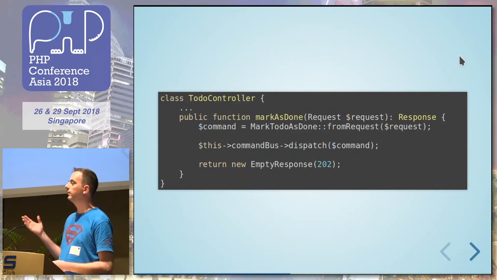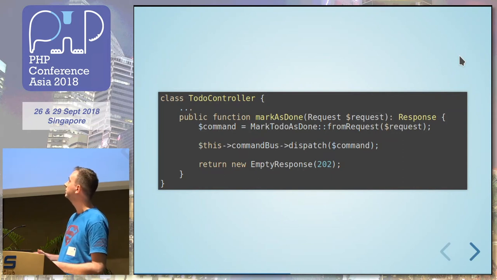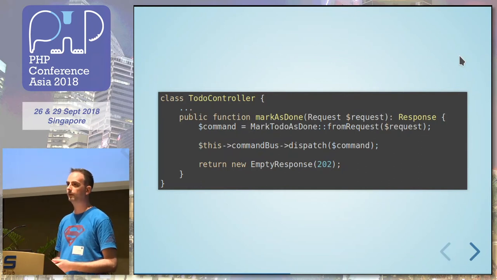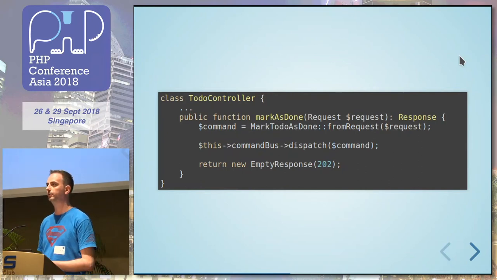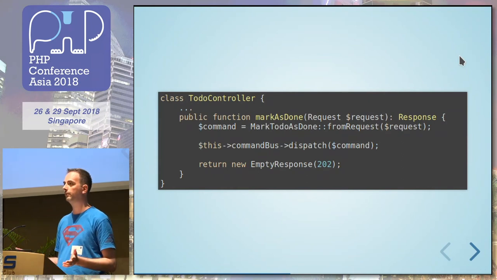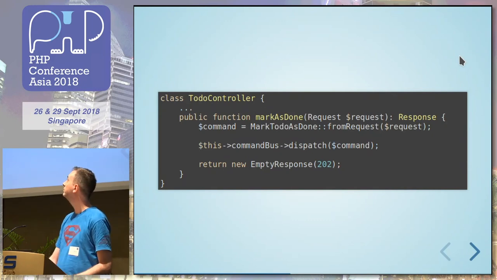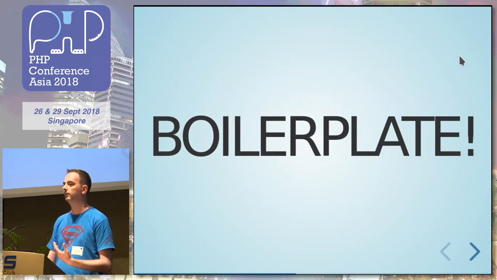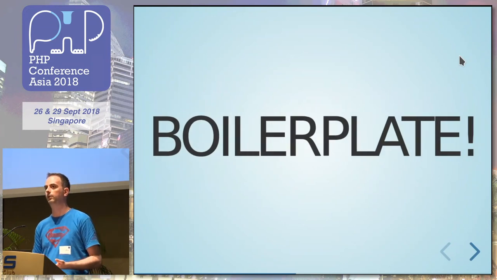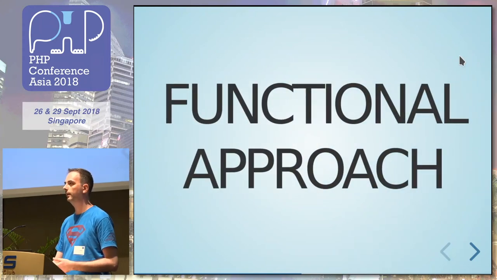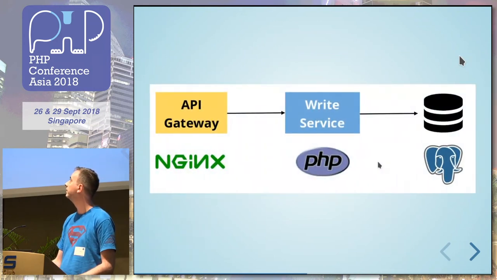And the controller is pretty straightforward. For this example, we just create the command from the request, dispatch it on the command bus, which will then route this command to the appropriate handler. And when everything works fine, we can return an empty response. So that's the OO approach, basically. And it requires you to add a lot of boilerplate on top of your code. So we want to get rid of it. And that's why we tried to introduce a functional approach on how to do these things.